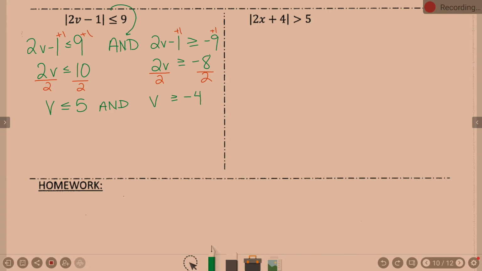Negative 4? Okay. Yep. Negative 8 divided by 2 is 4. A negative divided by a positive is a negative. Now, here's the next one.